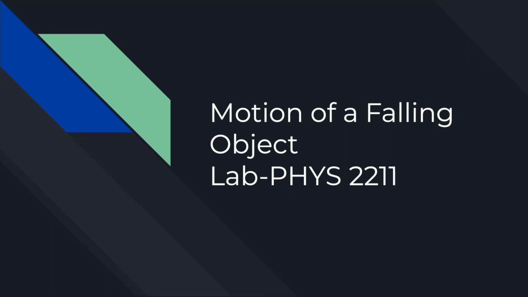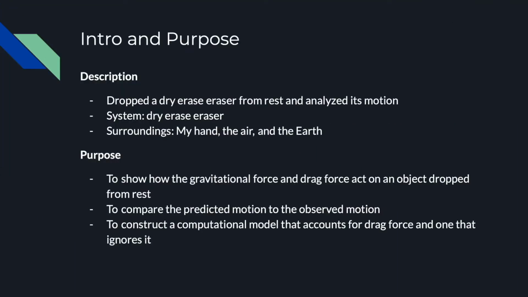This lab examines the motion of a fallen object. In this lab, I dropped a dry erase eraser from rest and analyzed its motion. The system was the dry erase eraser, and the surroundings were my hand, the air, and the earth. The purpose was to show how the gravitational force and the drag force act on an object dropped from rest.